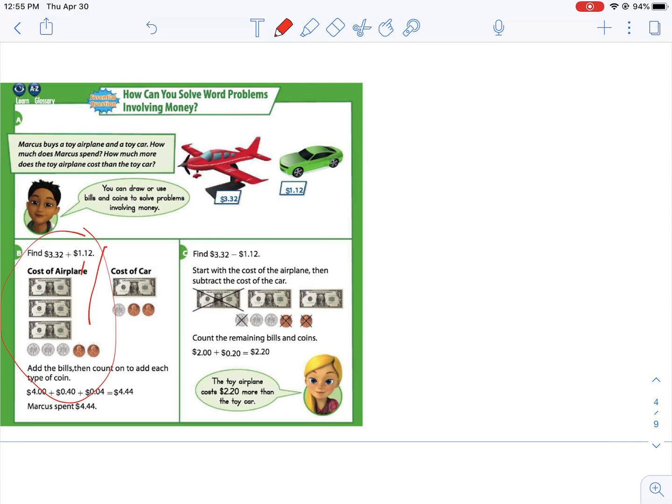Now, if you're one of those people that does math and you want to use the algorithm that way, of course you can add it, the $4, the 40 cents, making sure that you're all lined up, and the 4 cents. So you've got it like this if you're doing it. So you've got 4, 4, and 4.